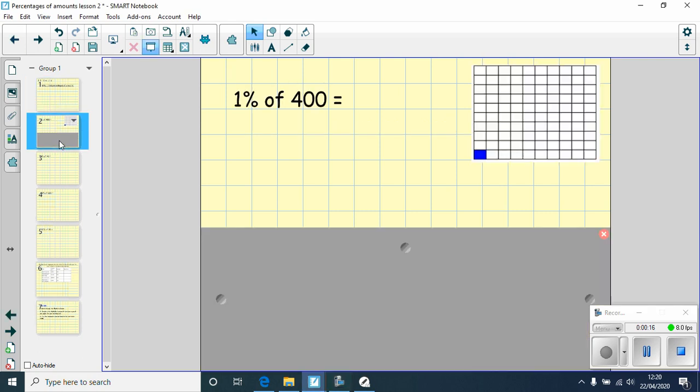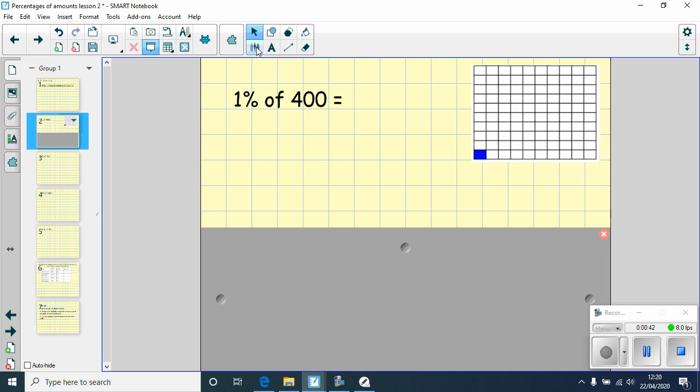So the first question, what is 1% of 400? So we think about percentages again. We're going to think about the 100 square that I showed you on Monday, and this is what 1% looks like. There's 100 squares there, that's 100%. So 100% of 400 will be 400, but we just want 1% of that. So I've just coloured in one square there, and that shows what 1% is.